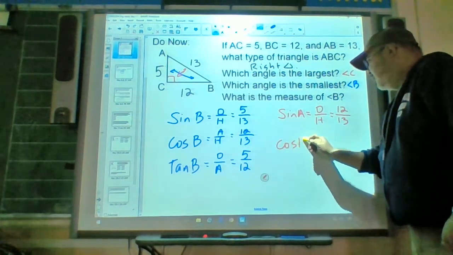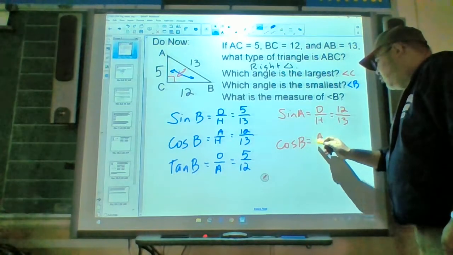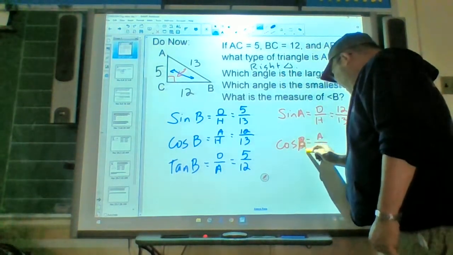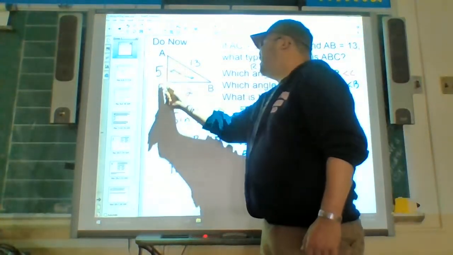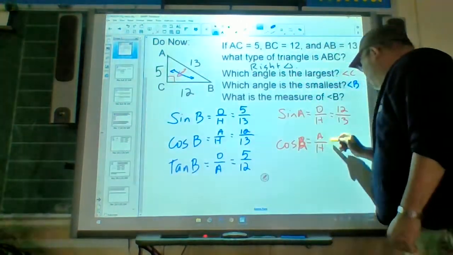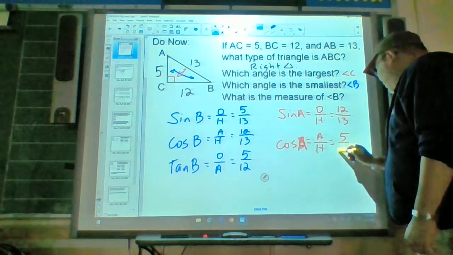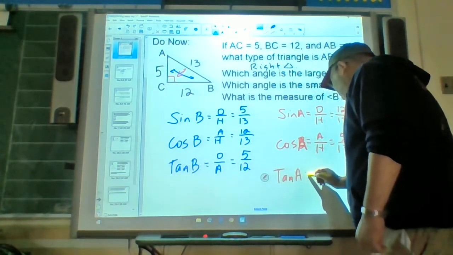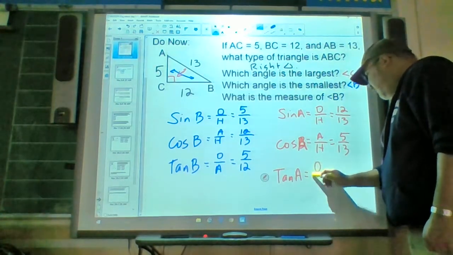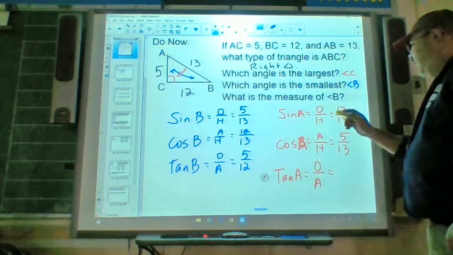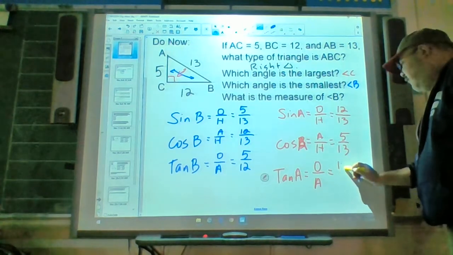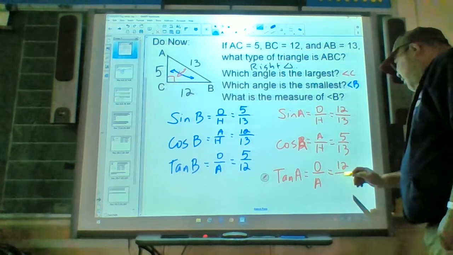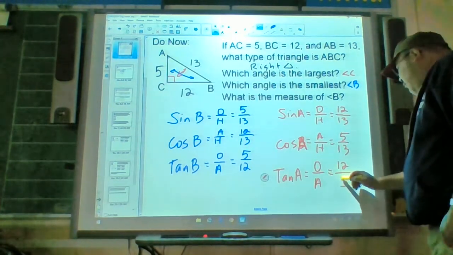Our cosine of angle A is the leg adjacent over hypotenuse, but this time from angle A, our leg adjacent to angle A is 5. Hypotenuse is still going to be 13. And the tangent of angle A is equal to the leg opposite over leg adjacent. The leg opposite of angle A is going to be 12, while the measure of leg adjacent to angle A is going to be 5.